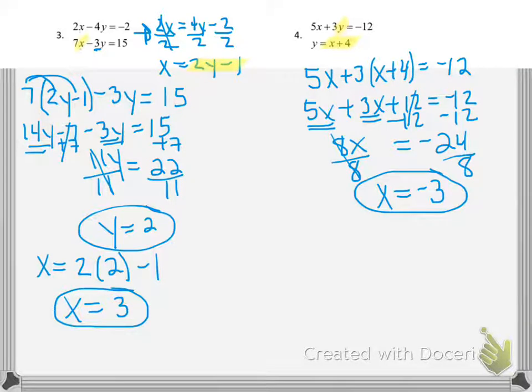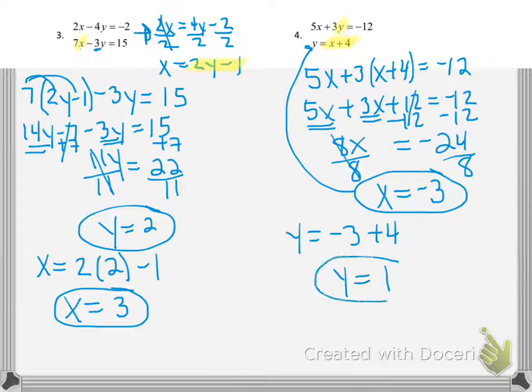Now you need to plug that in to this equation here to get your y. So y equals, instead of an x, I'm going to put in negative 3 plus 4. Well, negative 3 plus 4 is just 1. So y is 1, x is negative 3. Be sure to check by plugging in your x and your y into both equations and make sure they are both true.